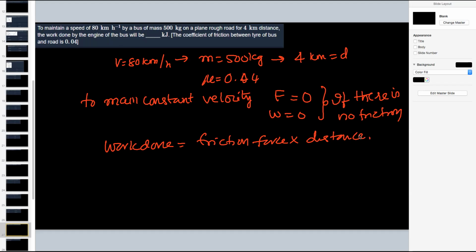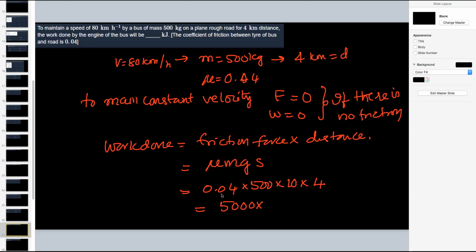If there is no friction, to maintain the constant velocity, force is 0, work done 0. But frictional force is there. So we have to do work to overcome the friction. So this is equal to frictional force, mu mg, times distance s. Just substitute the values. The value of mu is 0.04. What is the value of mass? 500. The value of g, you take it as 10. The value of s is 4. How much are you getting?